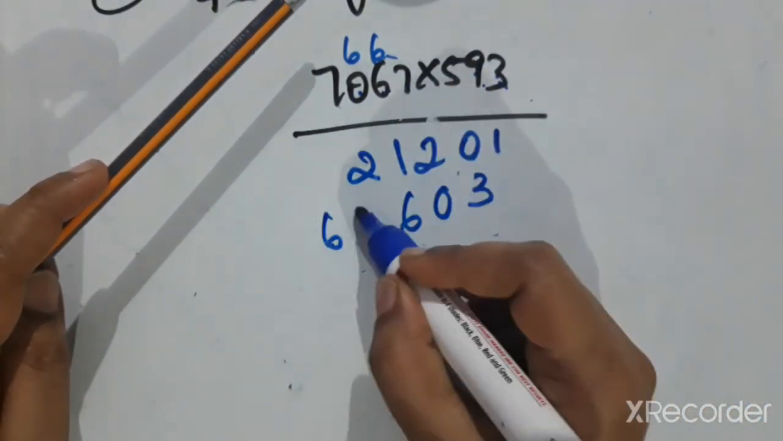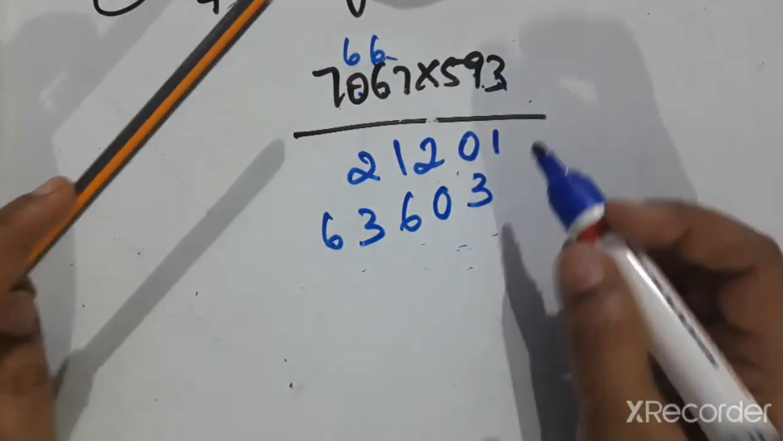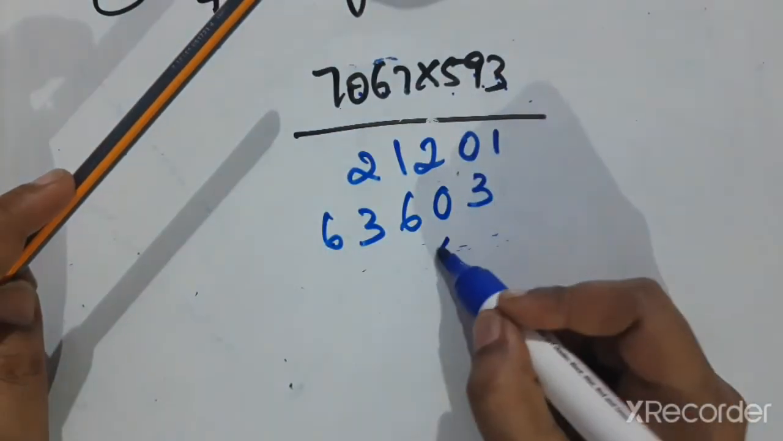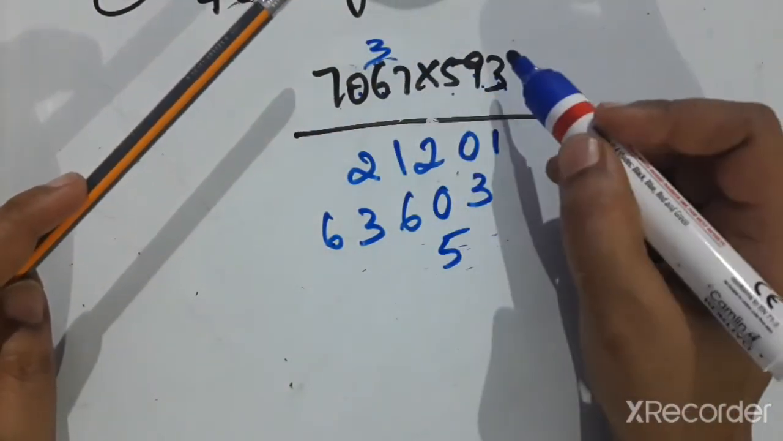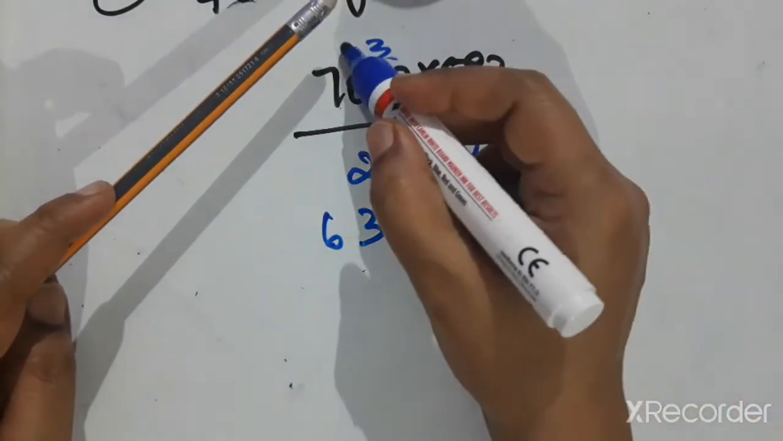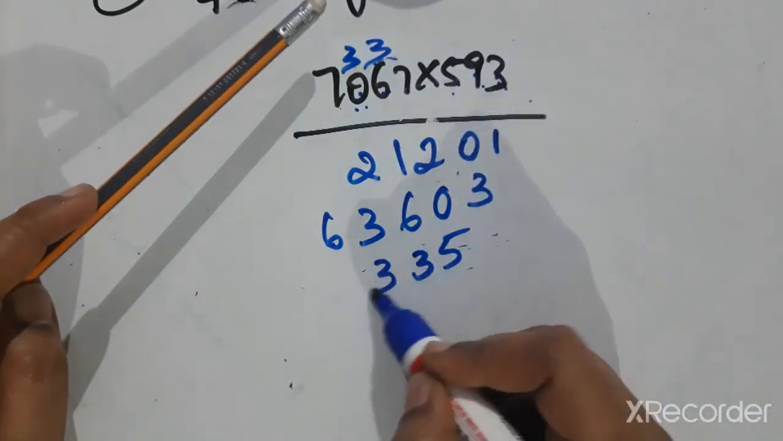9 sevens are 63. Now we have to multiply next number with 5. 5 sevens are 35. 5 sevens are 35 means 5 here. 3 carry out to next place. 5 6s are 30. 30 plus 3 is 33. So 3 carry out to next place. 5 zeros are 0. 0 plus 3 is 3.